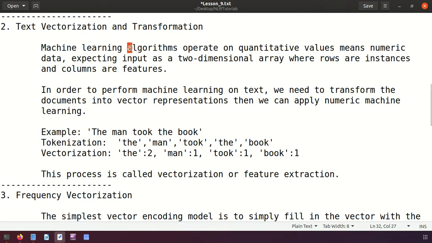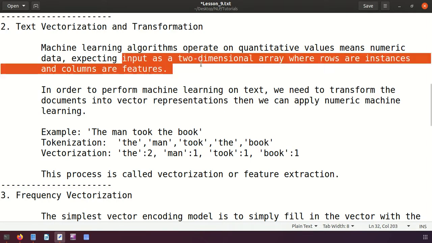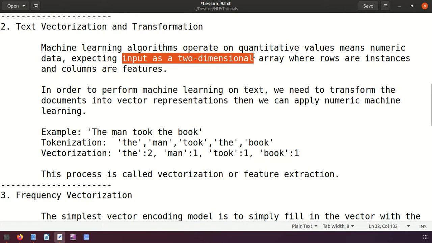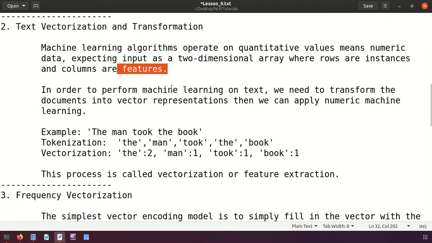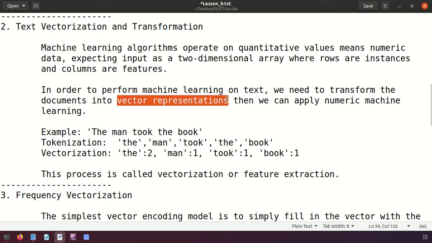So first of all, we will be converting the text into numbers or quantitative values, because these machines or algorithms work only on numeric data, so it should be in the form of numbers. Then it will be converted into a two-dimensional array where the rows are considered as instances and columns are predictors or features. In order to perform machine learning on text, we need to transform the documents into something called vector representation. Then we can apply numeric machine learning.